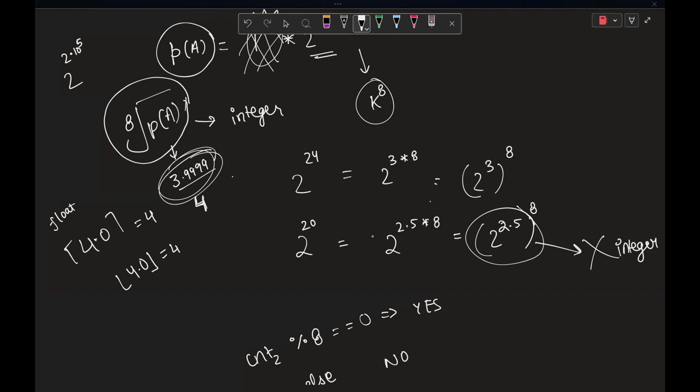Does anybody have any doubt related to the problem right now? I think there are no more doubts right now, at least no more relevant doubts. Okay, so let's move on to the code.